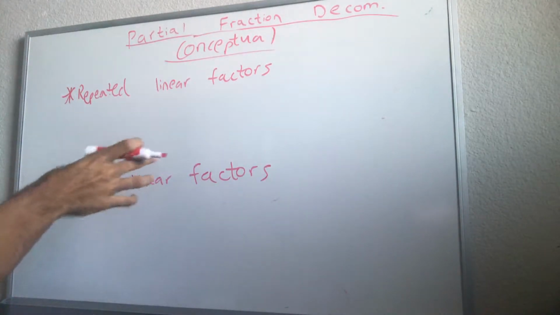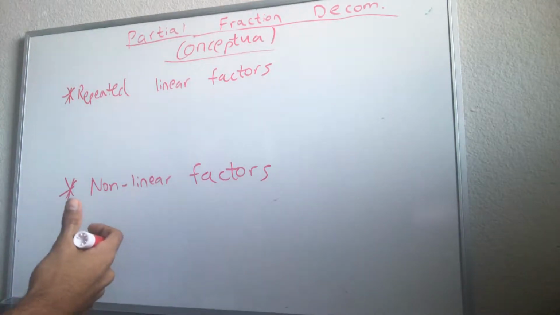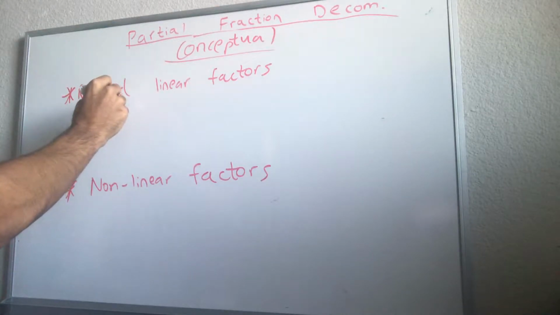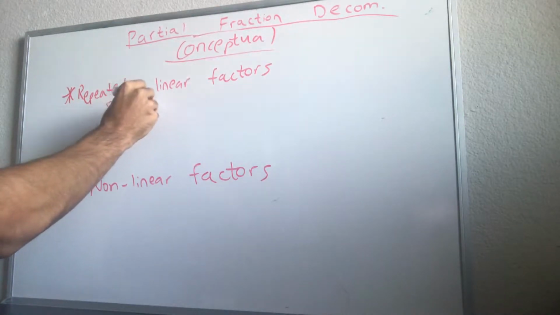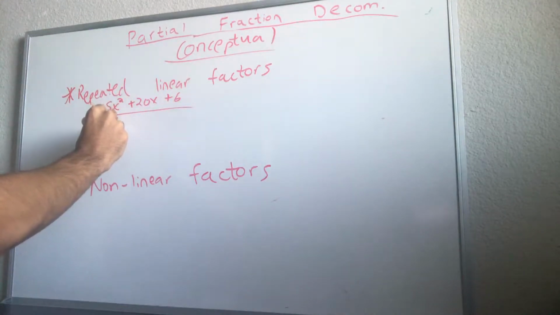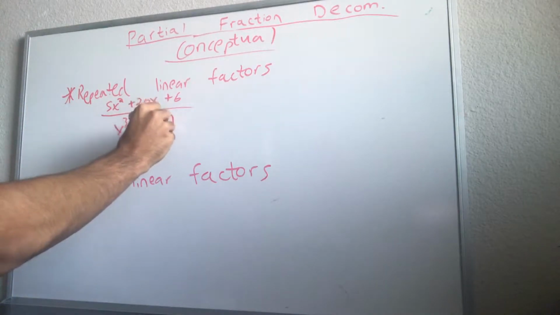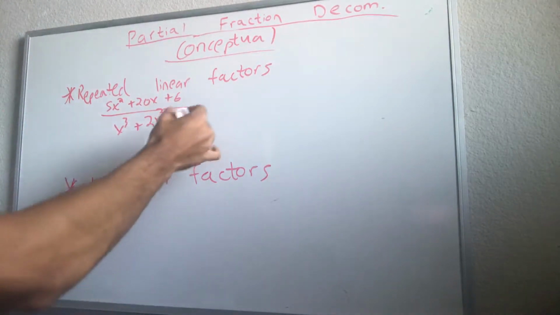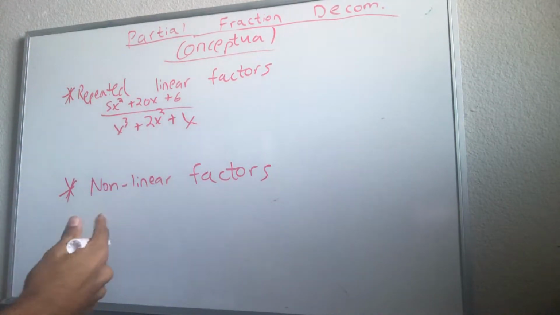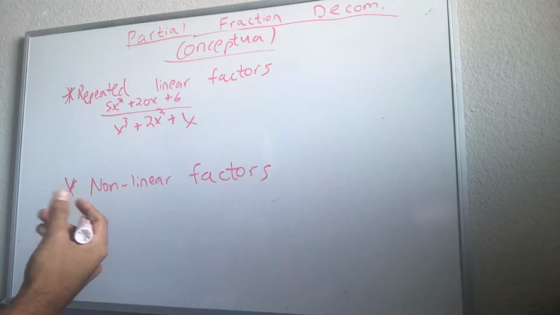If we have something that's talking about repeated linear factors, let me give you an example. If we have something like 5x squared plus 20x plus 6, and we're dividing this by x cubed plus 2x squared plus x. This is the overall value that we want to decompose, or split into multiple fractions.